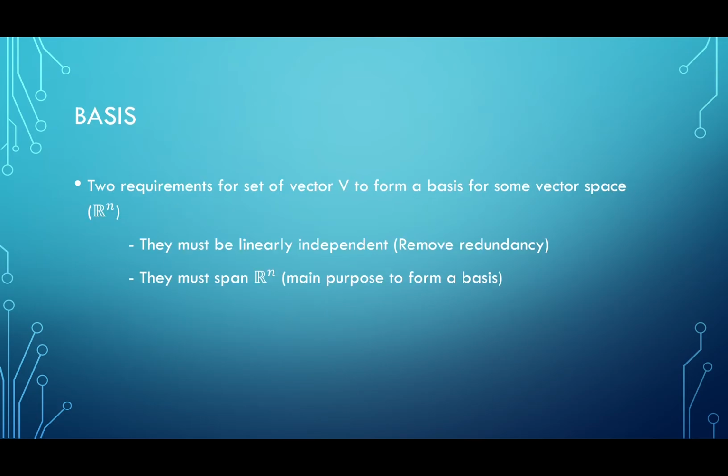Now we can talk about basis, because there are two requirements for a set of vectors v to form a basis for some vector space Rn. You don't need to be confused about what a vector space is. Basically, 2-dimension we can just write as R2, 3-dimension as R3, and so on. So the first condition is that they must be linearly independent. Why do we need to define a basis in this way?